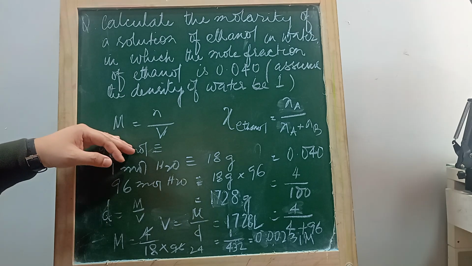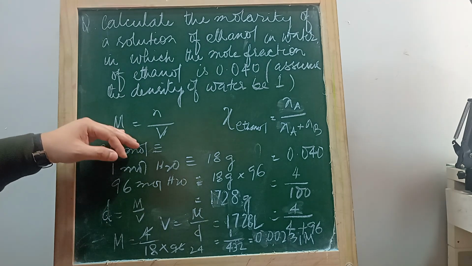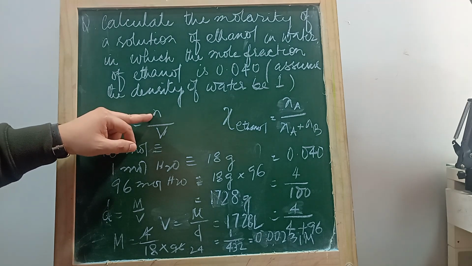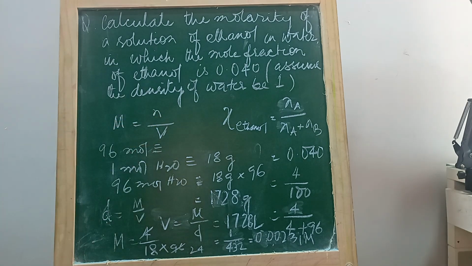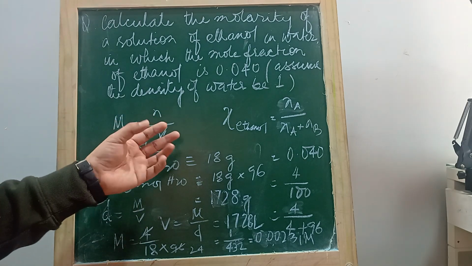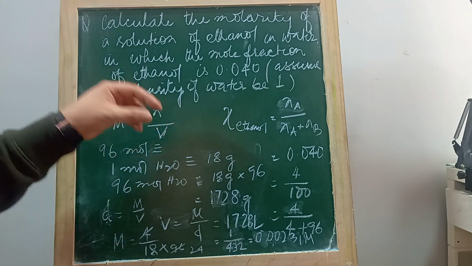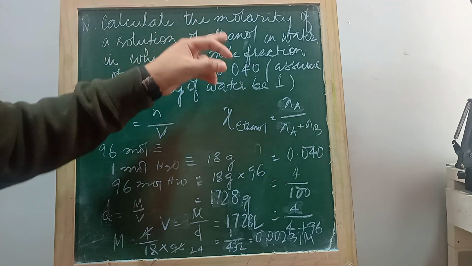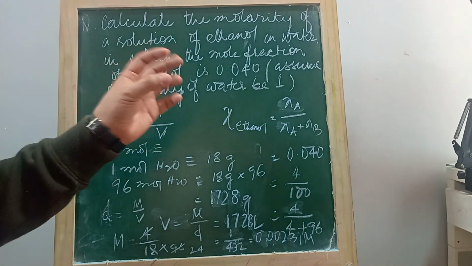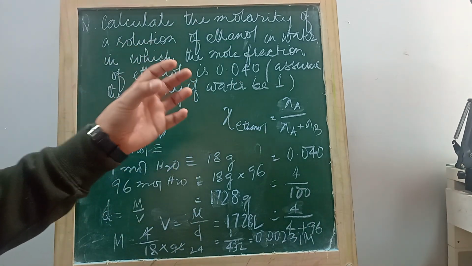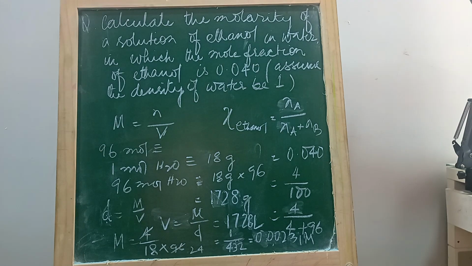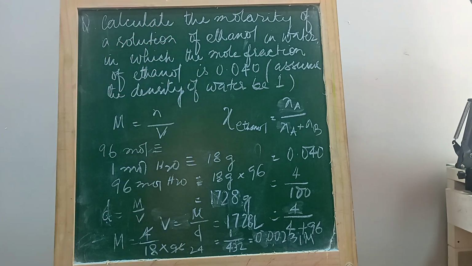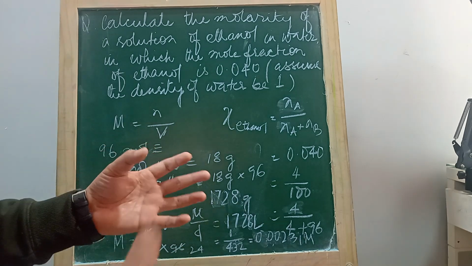And what does molarity say? Molarity of a solution is defined as the number of moles of solute which is dissolved in 1 liter of solution. So we need to know the volume of the solution in liters and the number of moles of solute present in it. In this case, the solute is ethanol. So we need to find out the number of moles of ethanol present. But neither do we have the number of moles of ethanol, nor the volume of the solution.